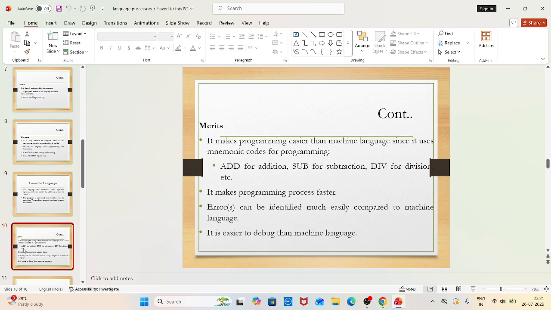Advantages. It makes programming easier than machine language since it uses mnemonic codes for programming. For example, ADD for addition, SUB for subtraction, DIV for division, etc. So it makes the programming process faster. Errors can be identified much easier compared to machine language. It is easier to debug than machine language.